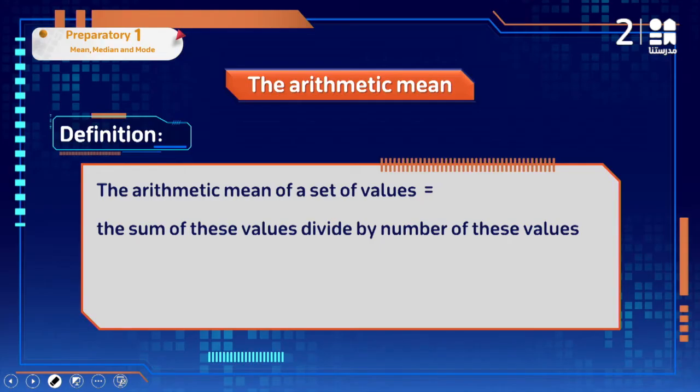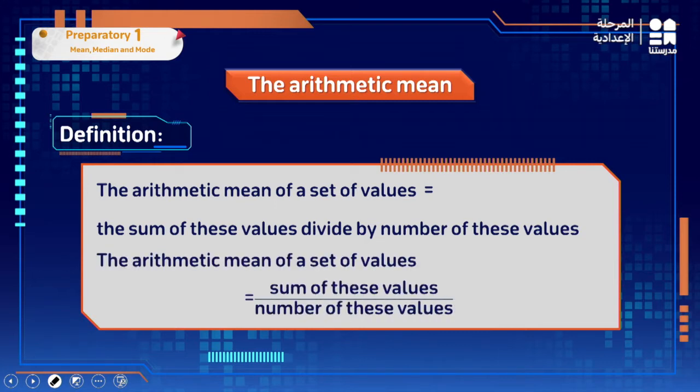The definition of it is the arithmetic mean of a set of values is equal to the sum of these values divided by the number of these values. We are going to write it, sum of these values over number of these values. Example.